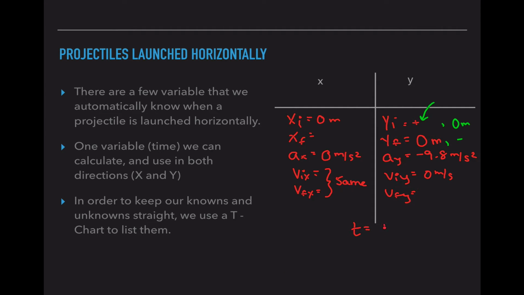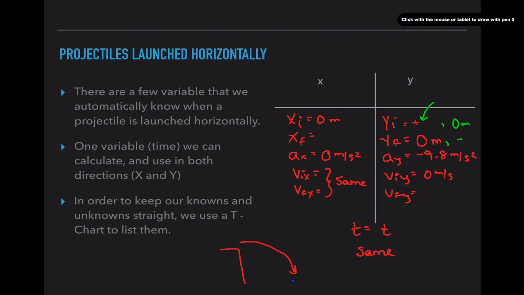The time in the x direction is exactly the same as the time in the y direction, because as the object is falling, it travels in both directions for the same length of time. As it's being shot off the edge of the cliff or the table or whatever, the amount of time it travels this way is equal to the amount of time it travels this way. Now that is going to slightly change when we deal with projectiles launched at an angle.